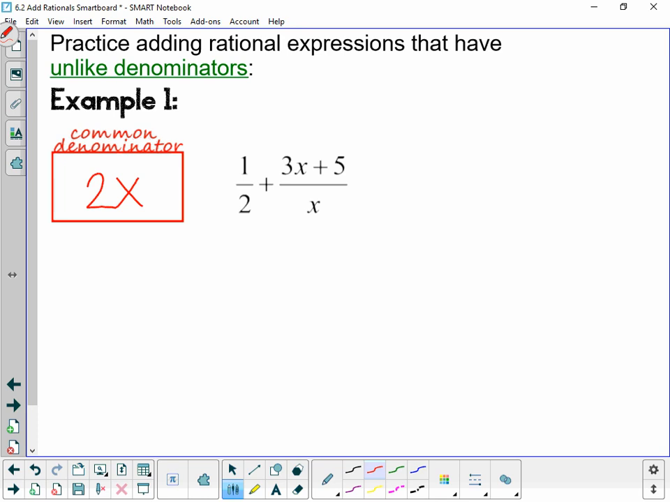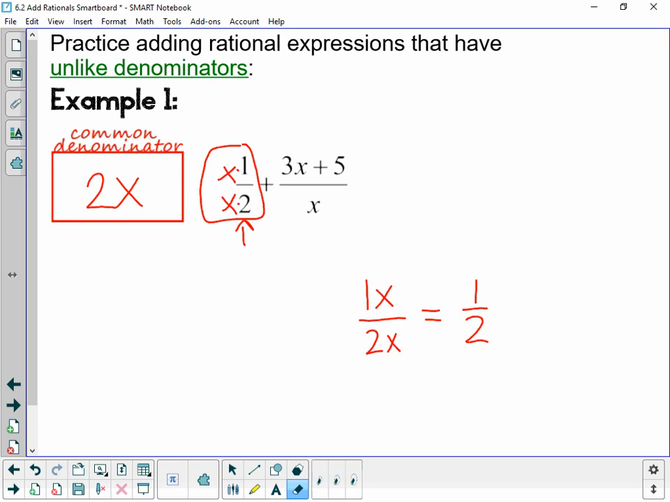It's already there. To have this one have a denominator of 2x, we need to multiply it by x. And again, we have to do that in the numerator and the denominator because we don't want to change the quantity. X over 2x, or 1x over 2x, is exactly the same as 1/2. We haven't changed what this is. We've just modified it and put it in a different form, a little bit more complicated for a minute so that we can add it.